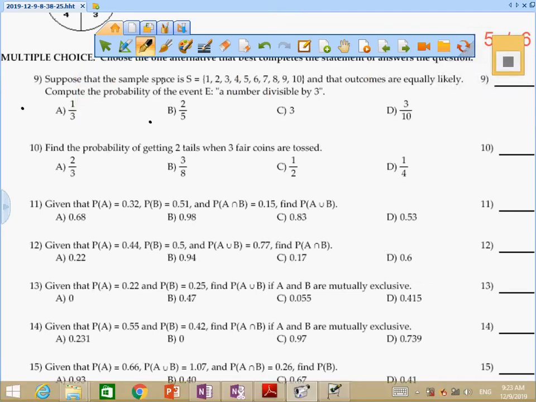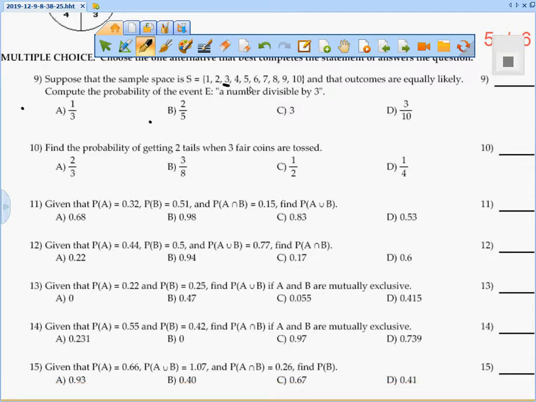Suppose that a sample space is 1, 2, 3, 4, 5 till 10, and the outcomes are equally likely. Equally likely means that the probability of choosing 1 is the same as the probability of choosing 2. Compute the probability of the event E, a number is divisible by 3. Which of these are divisible by 3? 3, 6, and 9. So it's 3 numbers out of 10, so the answer is 3 out of 10.